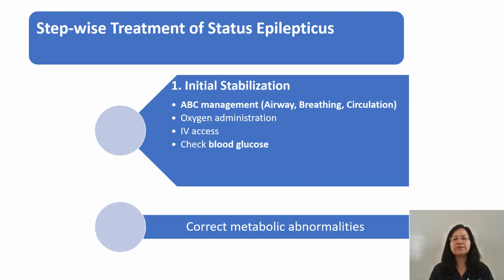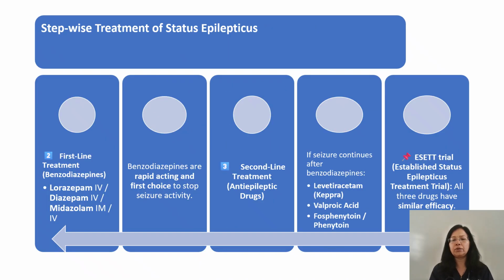Then coming to the management and treatment of status epilepticus. First is the initial stabilization. We have to manage the patient's airway, breathing and circulation. If your patient has hypoxia, we give oxygen. We have to take IV access, check the blood glucose and correct the metabolic abnormality the patient is presenting with. Then we treat with first-line anti-epileptic drugs. We can give lorazepam, diazepam, midazolam. These are rapid-acting, the first choice of drugs, so we have to give these first.